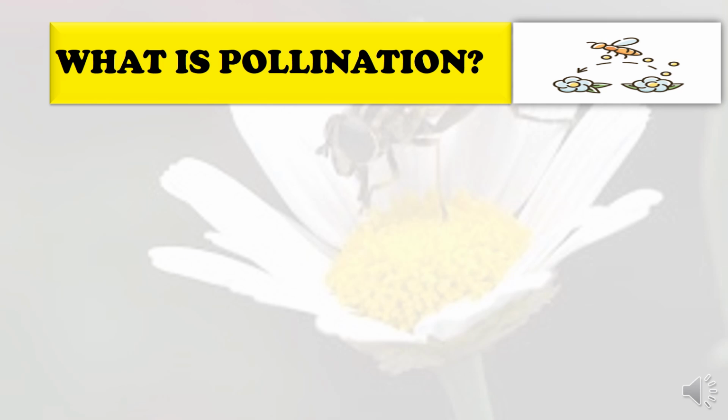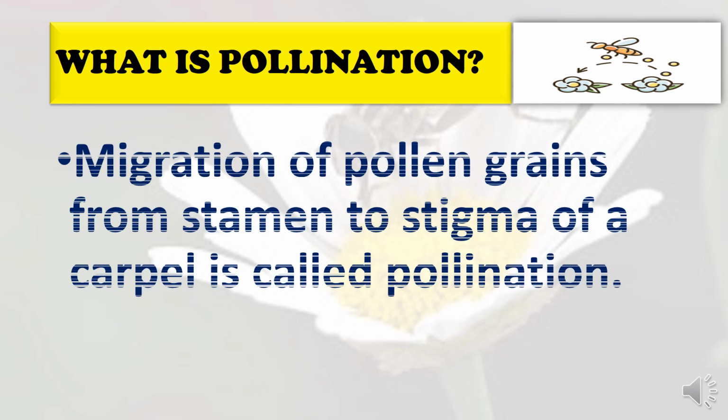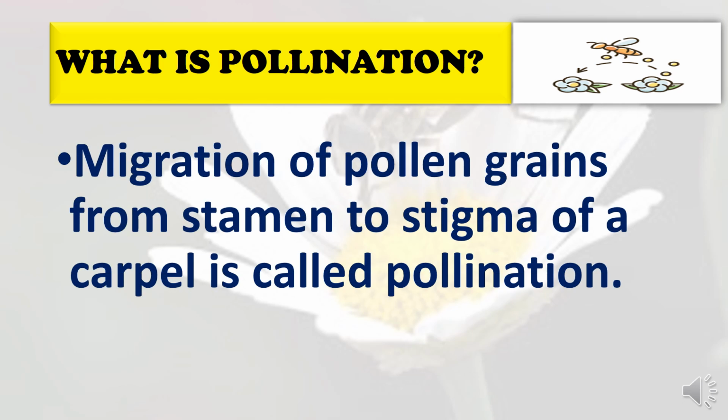What is pollination? This is a very important concept with regards to the formation of fruit and the formation of seeds. It is because of this pollination only. So we need to understand first what is pollination. Migration of pollen grains from stamen to stigma of a carpel is called pollination.